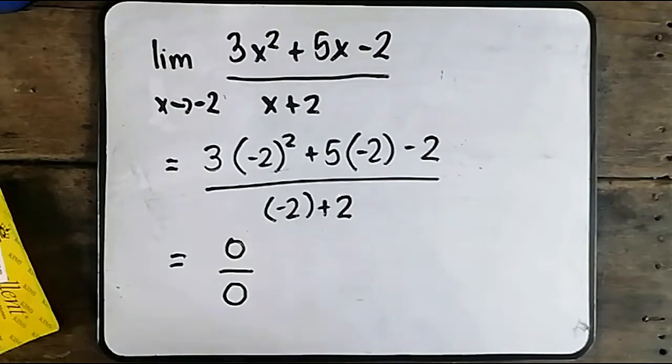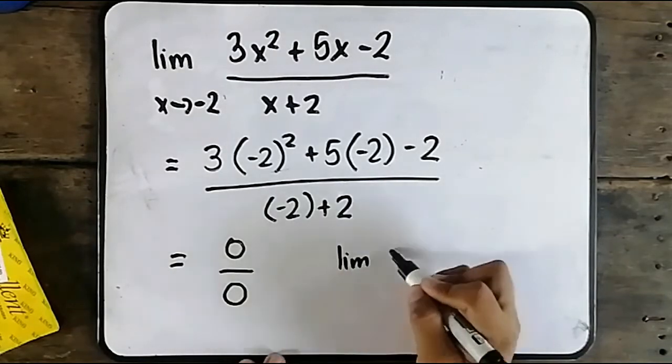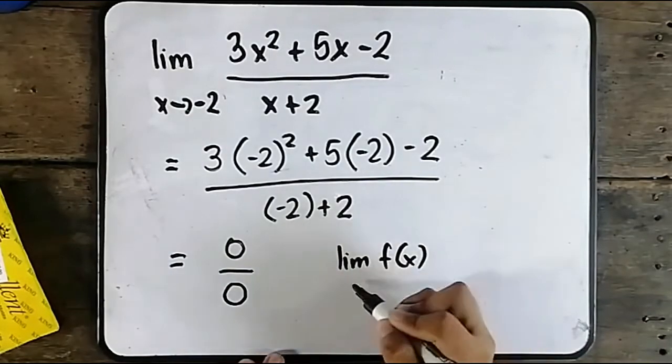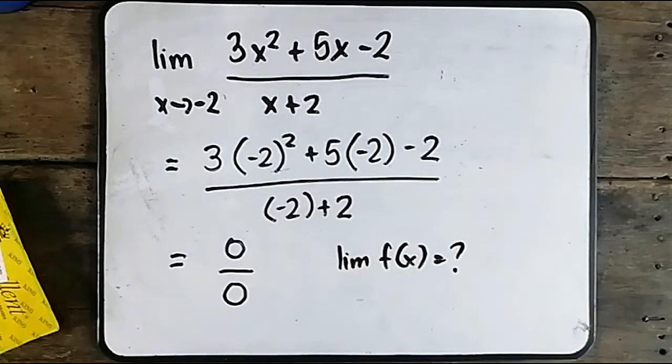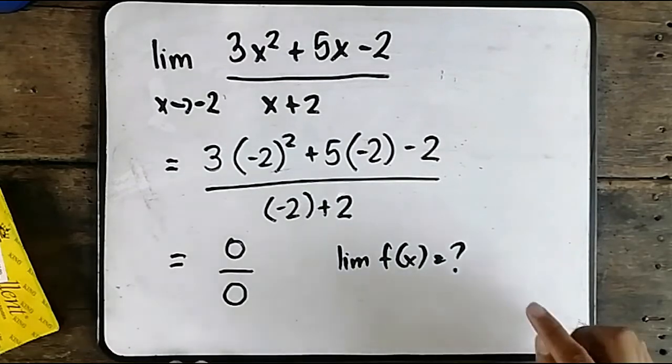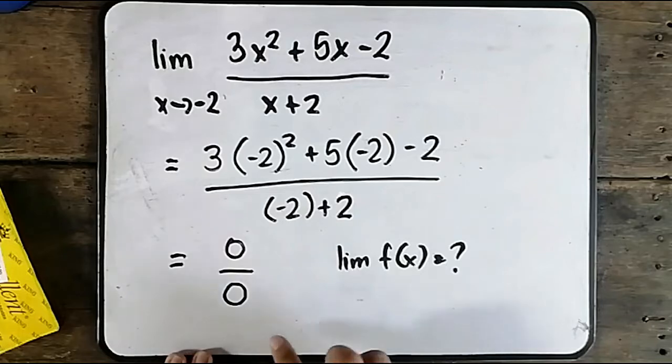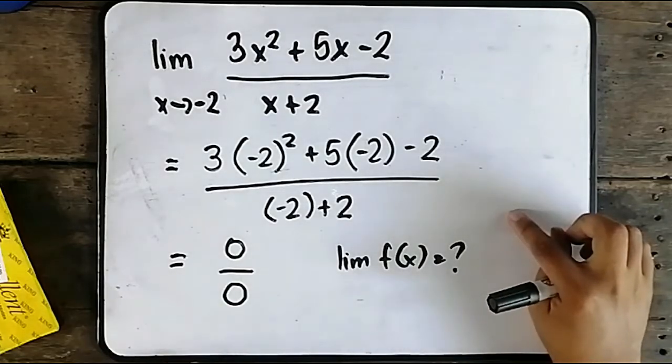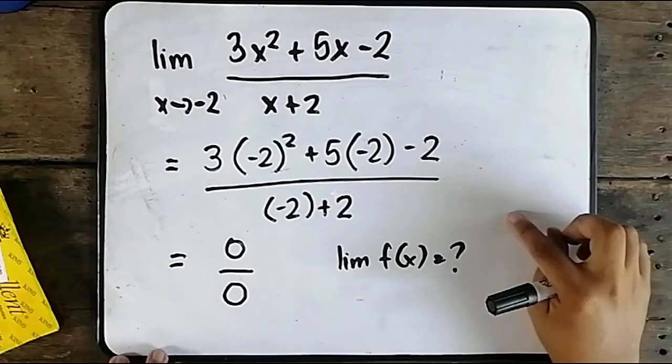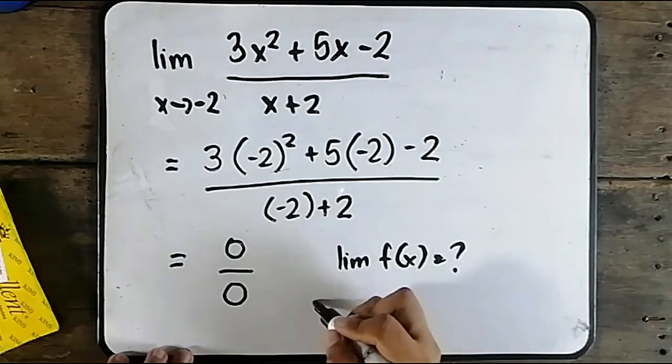So what is now the limit of this? What is the limit of this now? So there are techniques on how to find the limit of this function. Okay? And we call this function an indeterminate form of type 0 over 0.